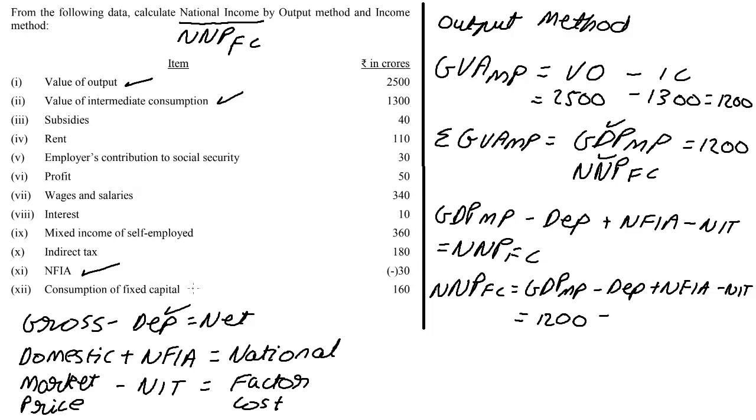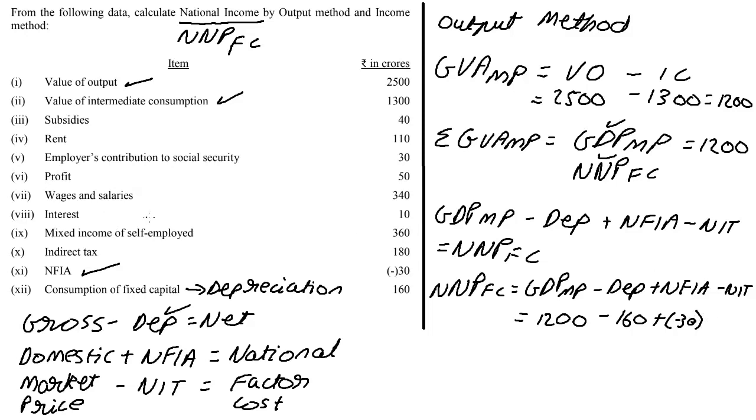And remember, consumption of fixed capital means depreciation. Okay, depreciation is a reduction in the value of fixed capital or the use of fixed capital. So we subtract 160 there. Then we add NFIA, which is a negative number. So I'm just going to write it like that in brackets, minus 30. Plus minus will give us minus, obviously. Then minus net indirect taxes.